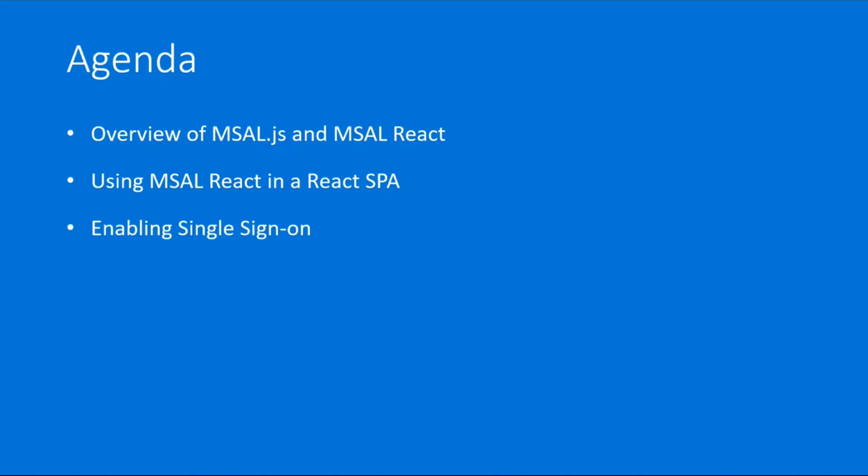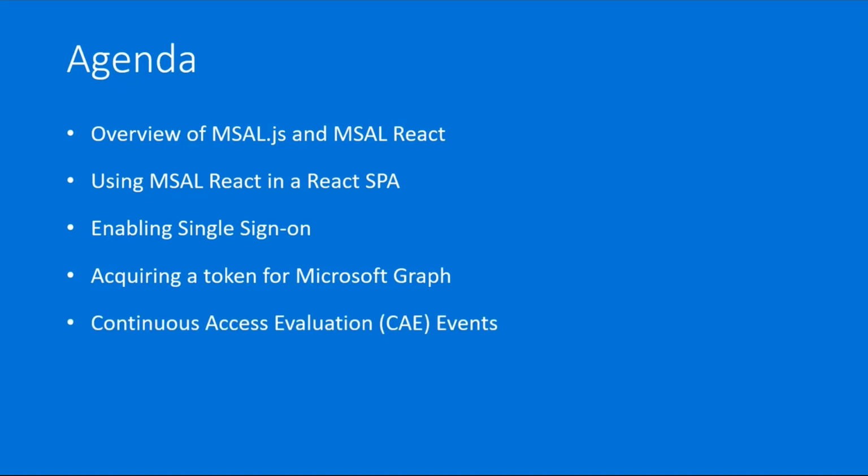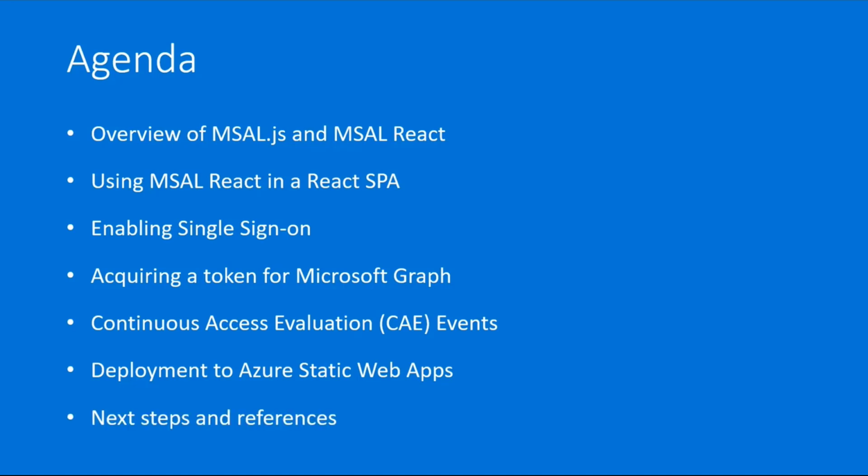We're going to look into enabling single sign-on for our application. Then we will try to acquire an access token for Microsoft Graph, and we will call Microsoft Graph. After that, we'll have some time to discuss continuous access evaluation events and how to handle those in your JavaScript application. And we will cap the session with deploying our app to Azure Static Web Apps. Then hopefully we'll have some time to discuss next steps and any questions you might have.